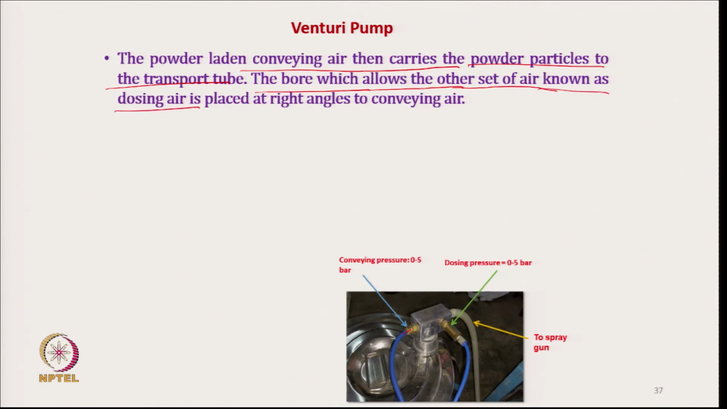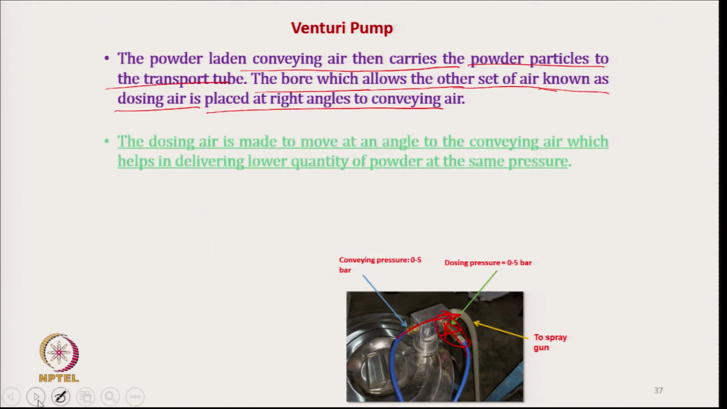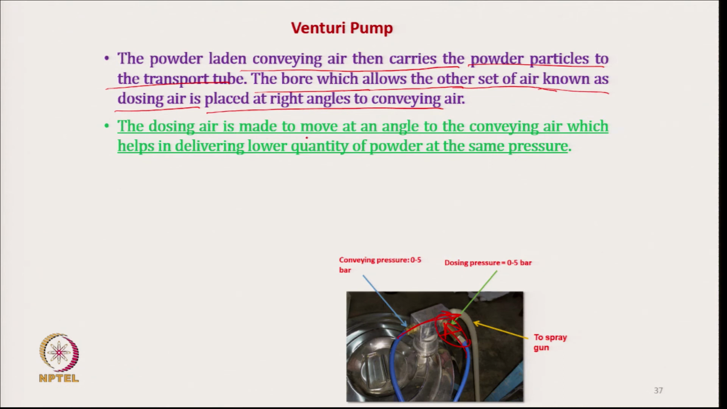So, this is the transport tube, and here the dosing air is placed at right angle to the conveying air. This is the conveying air, and at right angle we place the dosing air. This dosing air is made to move at right angle to the conveying air, which helps in delivering a lower quantity of powder. So, if we want to control the level of powder, we have to use this dosing air.